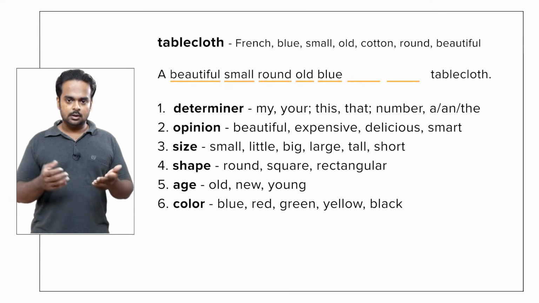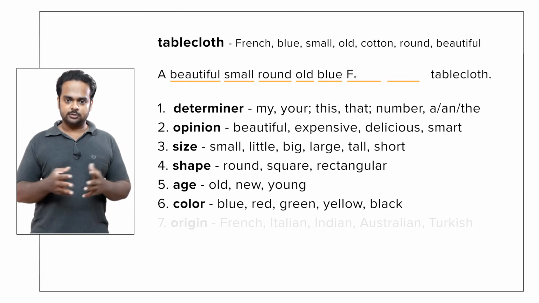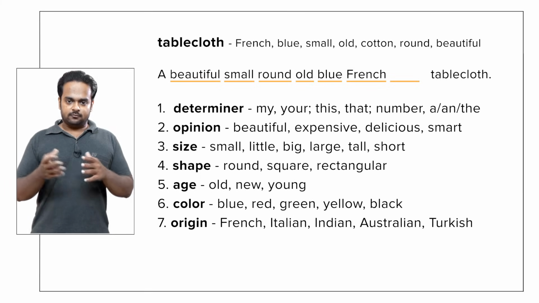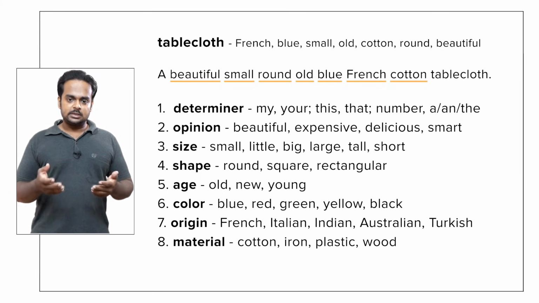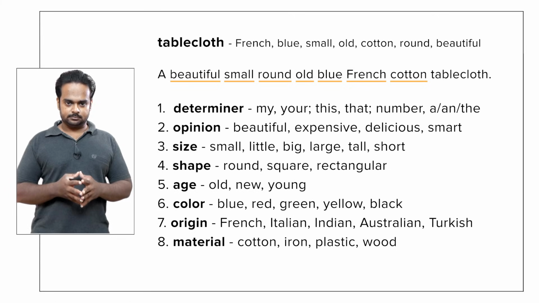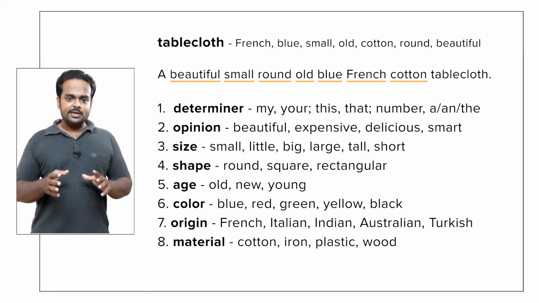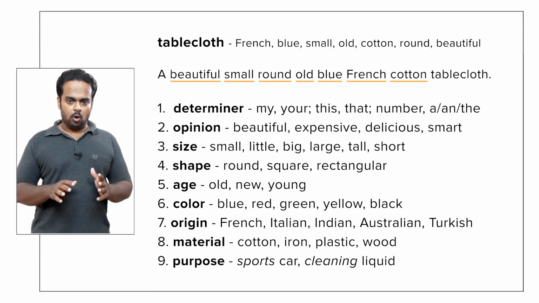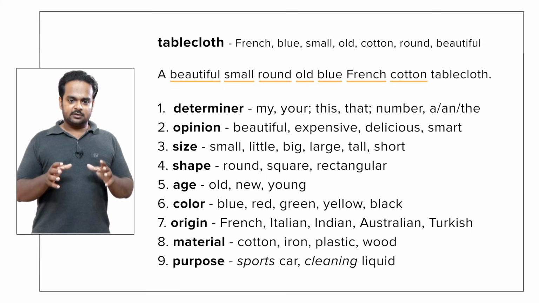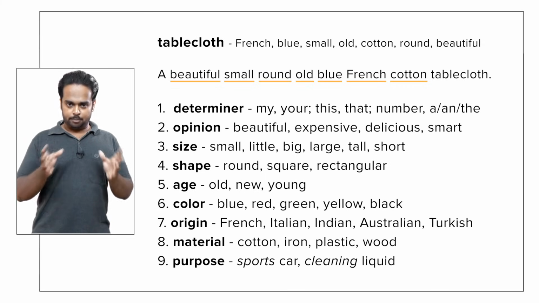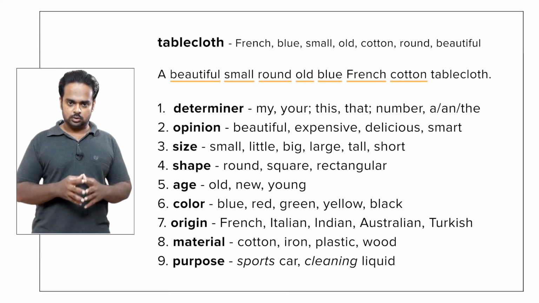Then comes color, blue, and then origin. My tablecloth is from France, so French. We can then say what material it's made of, cotton. And finally, we can include its purpose if we want. Now, if we were talking about a cleaning liquid, for example, the word cleaning would be its purpose. In the case of the tablecloth, we don't have a purpose, so we don't need to include it.